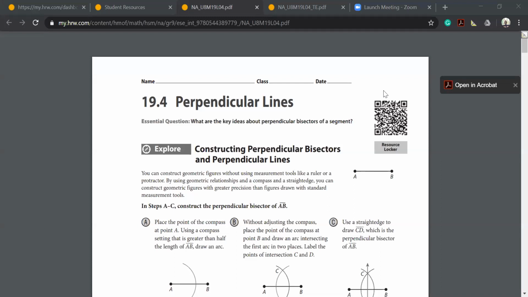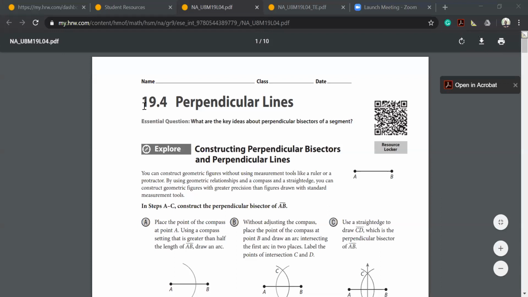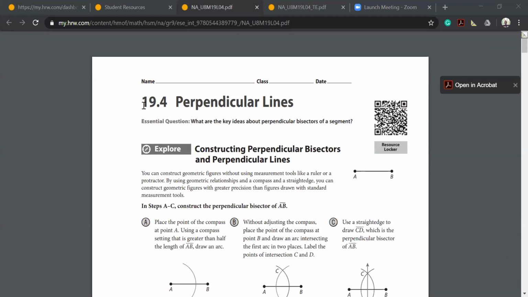Okay, today in our video, we will be doing some extra questions about lesson 19.4, and then we are doing lesson 19.5, which is a very small and easy lesson. If you remember, what did we do yesterday? We took some theorems involving perpendicular lines.